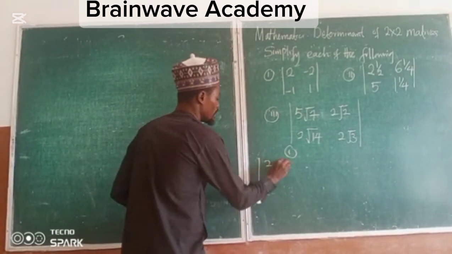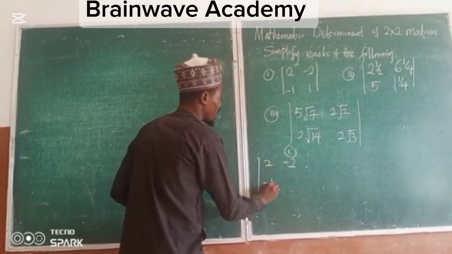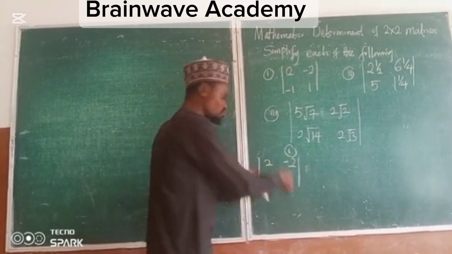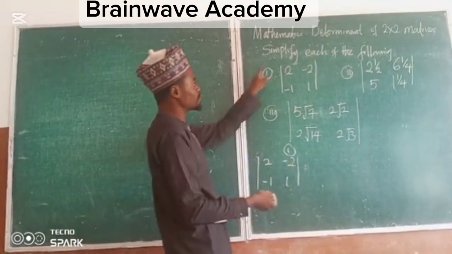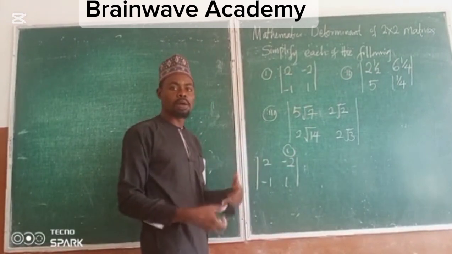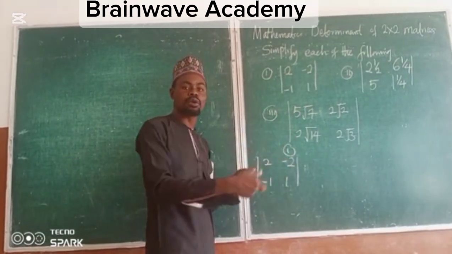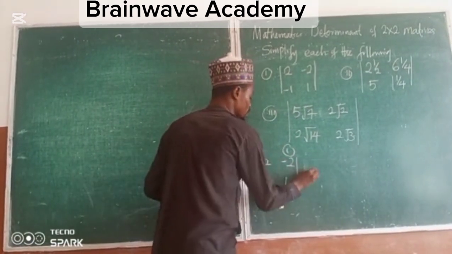We have 2, minus 2, minus 1 and 1. Saying that it's a straight bracket, which means it is what? Find the determinant. If you look at the picture, nowhere do they mention determinant. But if you understand that the straight bracket means determinant, then you know you're looking for the determinant.